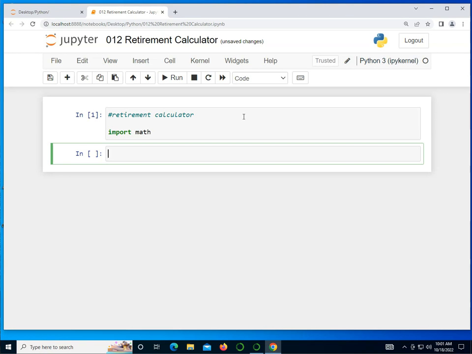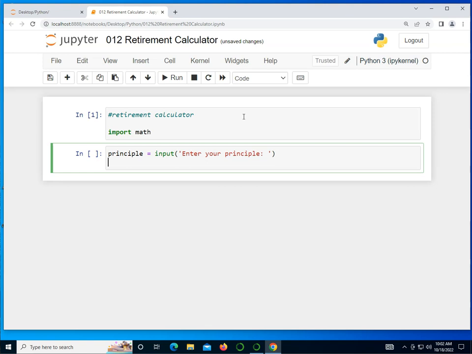Now we have not worked with actually getting input from the user. We're going to learn that in this lesson too. I'm going to have a principal. Depending on who you talk to, how you spell it, but principal is input, enter your principal. So we haven't seen input before. Let's actually just play with this for a moment. I'm going to print principal and type of principal.